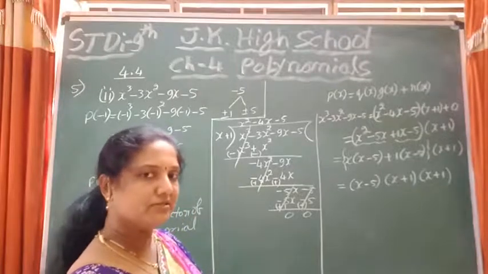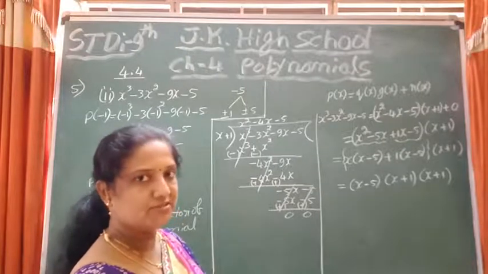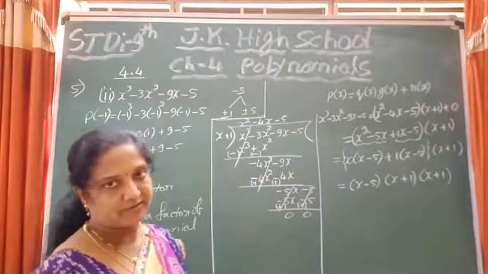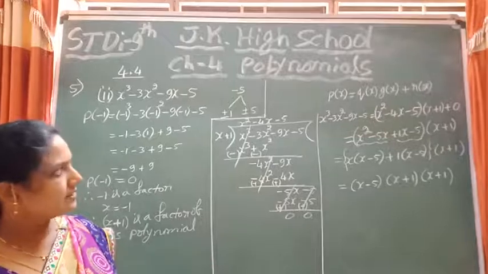Method is same children, but the question numbers are changed. So according to that, you have to change the values and you have to use the same method and find out factors for cubic polynomial. Children, copy down now.